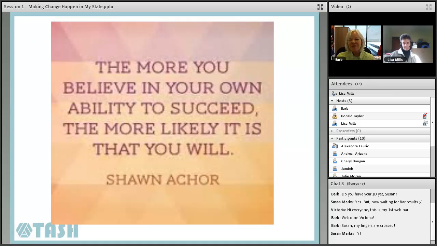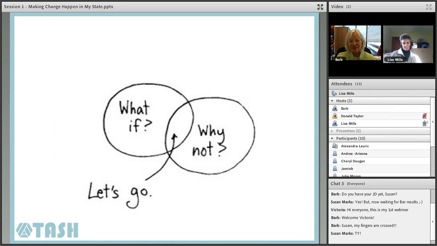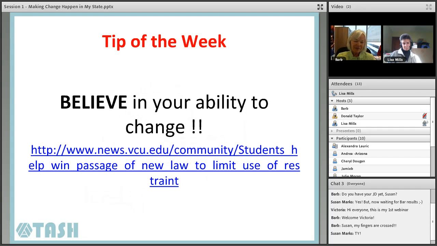And I think the first thing is to believe that you can make a difference. And the second thing is to think about what would be possible if, to dream a little bit, what would be possible if we were to establish a change agenda? And why wouldn't we want to do that? So believing and dreaming are some of the first steps that we need to take on.